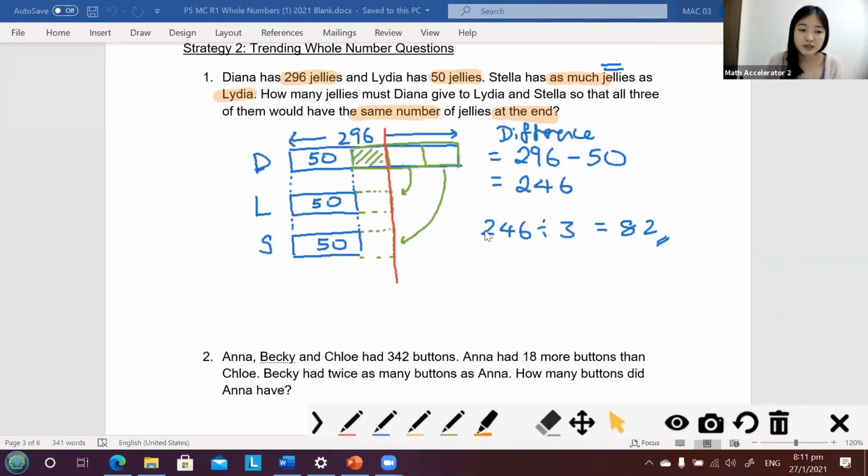Okay, but the question is, how many jellies must Diana give to Lydia and Stella so that all 3 of them will have the same number of jellies at the end? How much must she give? Okay, so if you put your answer as 132, then wrong already, because 132 is the number of jellies that they have at the end, each of them. But they're asking how many must she give.